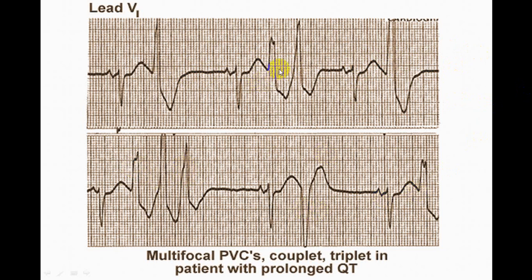But if you see, all these QRS complexes are of different shapes. You can see this is different, this is different, this is different. This is also of a different shape. So this is multifocal ventricular premature beats, having couplets, triplets, and the patient is also having a prolonged QT. This particular group of people are more likely to develop torsades de pointes and go into ventricular tachycardia, which is multiform or polymorphic ventricular tachycardia, and can end up with ventricular fibrillation and ventricular standstill.